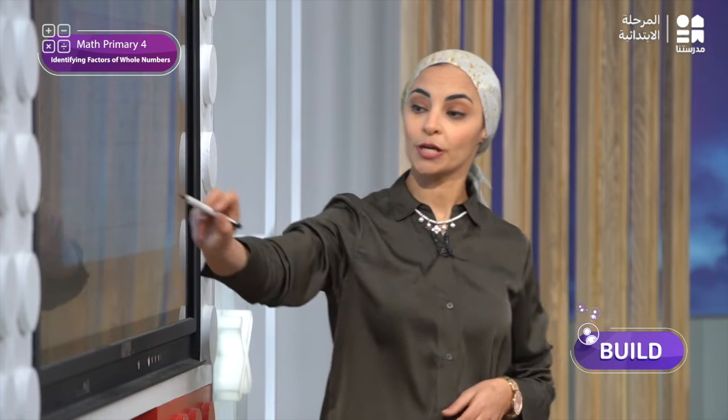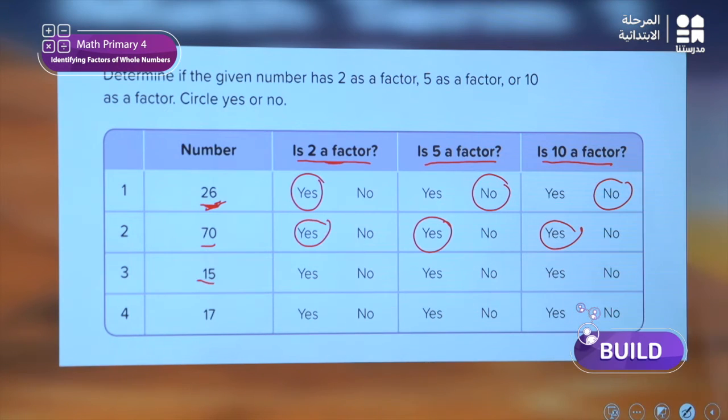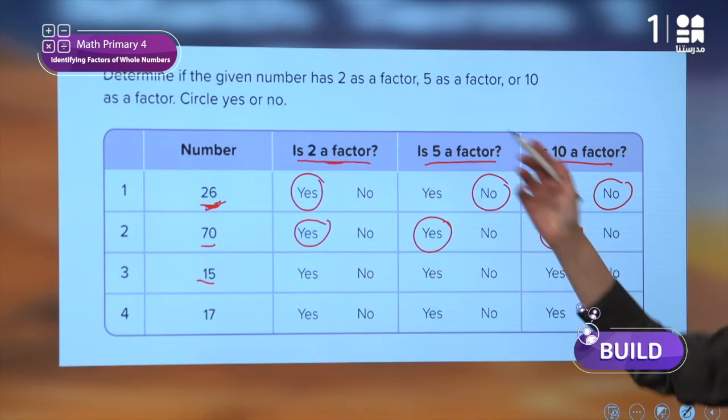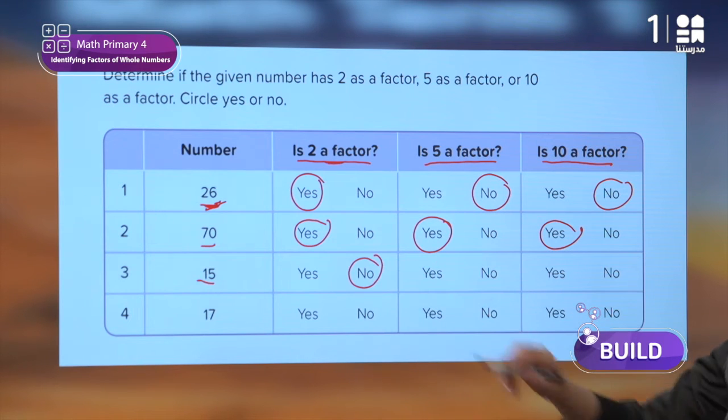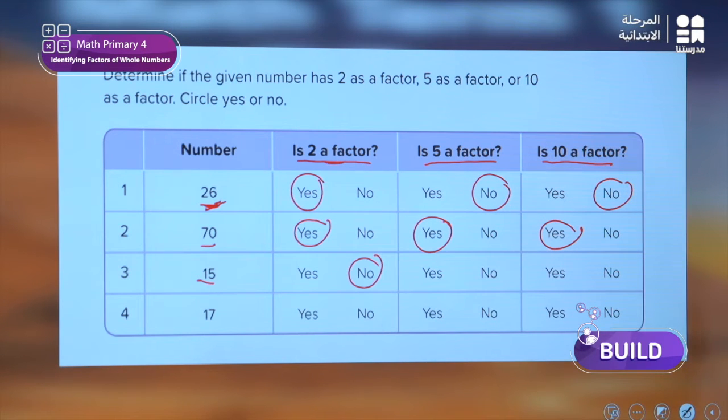Let's move to the third number, which is 15. I want to know, is 2 a factor of 15? This time 2 is not a factor of 15. Why? Because 15 is an odd number. We agreed that 2 is a factor of even numbers only. So 2 is not a factor of number 15, which is an odd number.